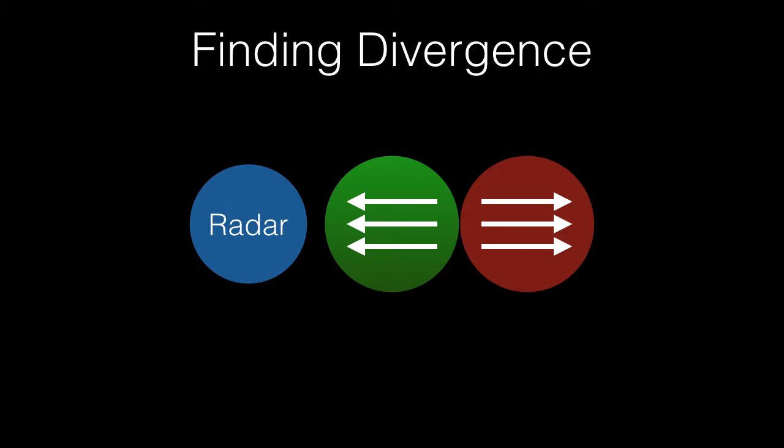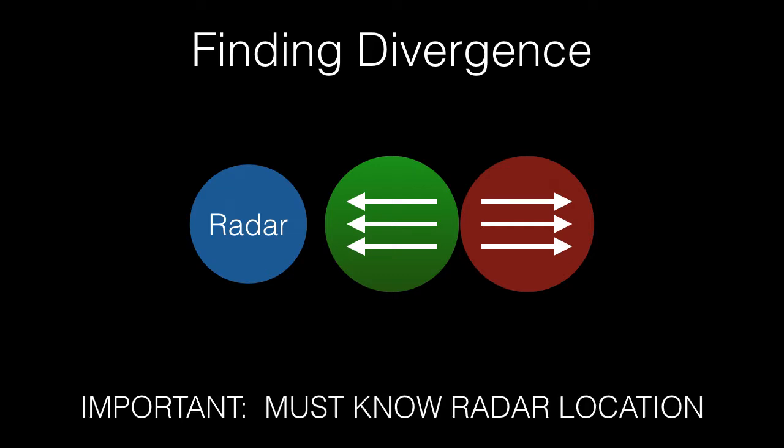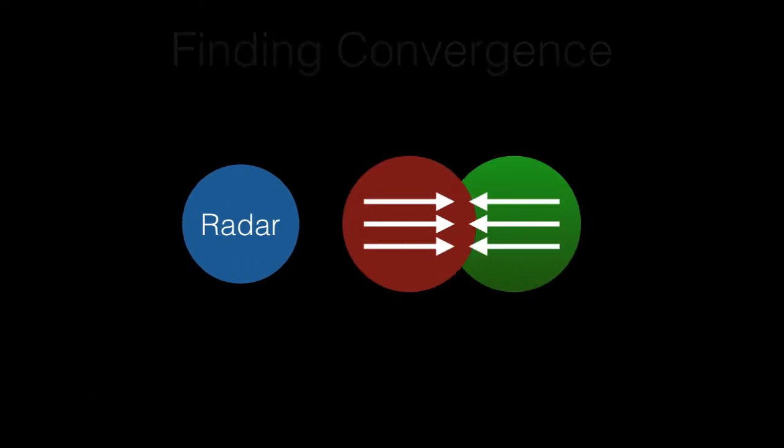But one caveat, you can't just look for this green-red signal anywhere. You must know the radar location, and must know the color table associated with the wind direction, so you can actually say for sure if it's divergence or not. Now we're going to talk about a kin of the divergence called convergence.